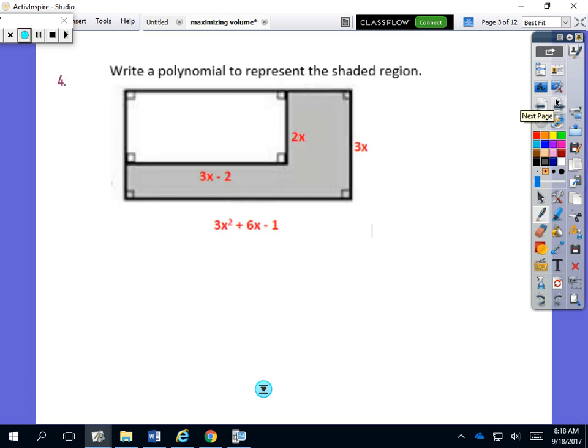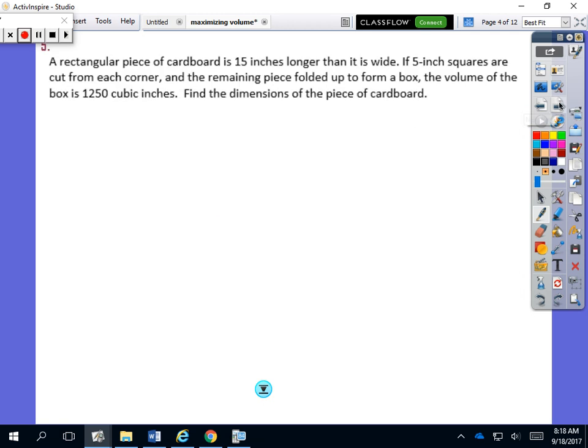Okay, so we're going to skip this problem and go to this one, because this one is on your paper. So we've got our rectangular piece of cardboard, and it's 15 inches longer than it is wide. If 5-inch squares are cut from each corner and the remaining piece folded up to form a box, the volume of the box is 1,250 cubic inches. Find the dimensions of the piece of cardboard.